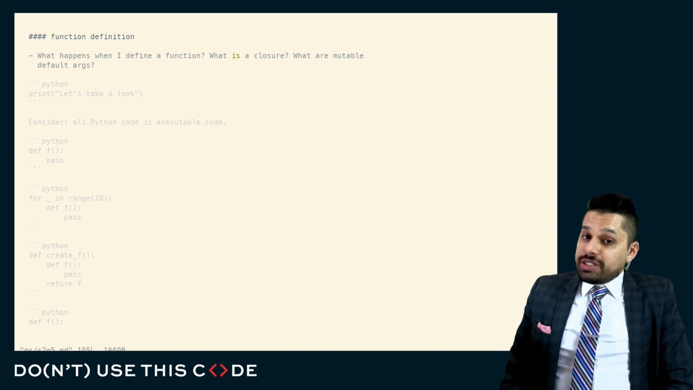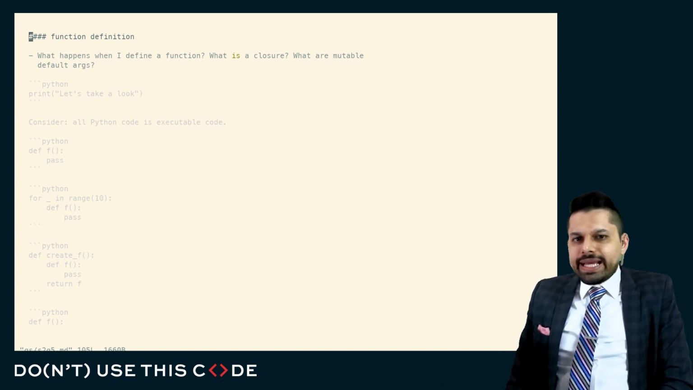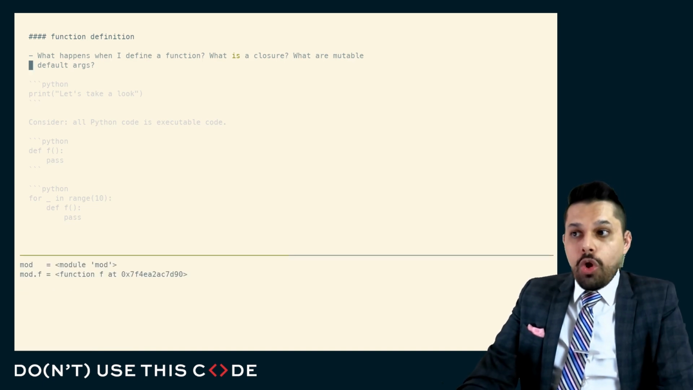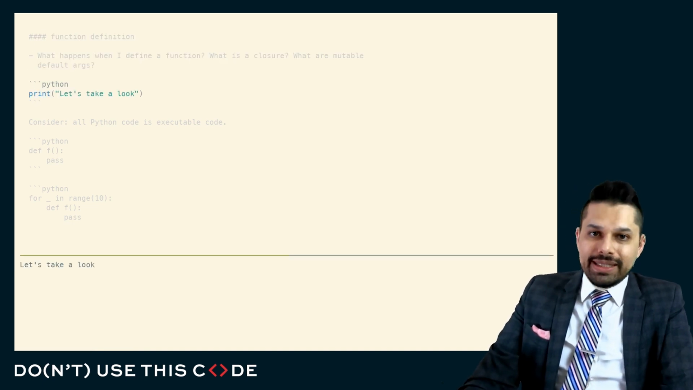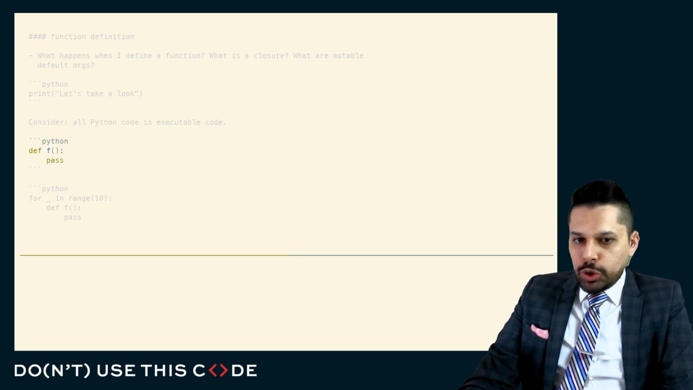Now I want to take a look at our second to last question. And this is a very simple one about function definitions. Just like class definitions are executable code, so are function definitions. What happens when I define a function? Let's take a look. When you see def f pass, this is executable code in Python.